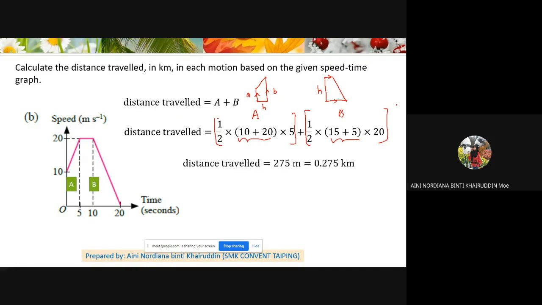Okay, so answer 275 meter, but the question asks you to give the answer in kilometer, so change this to kilometer by dividing by 1000. So equals to 0.275 kilometer. Ini penting, kena tengok soalan. Soalan minta dalam unit apa. Kalau tengok dekat graf, dia meter. Okay.